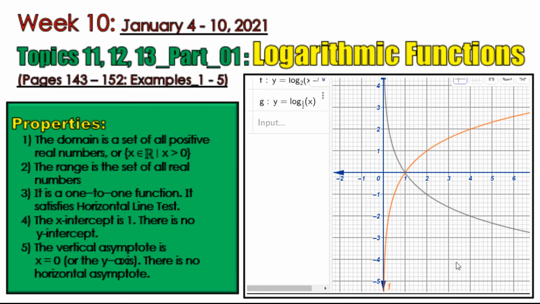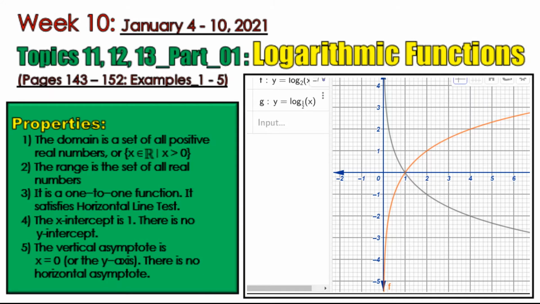For the properties of these logarithmic functions, the first one is the domain is a set of all positive real numbers, or we can also write this as a set of x element of R such that x is greater than 0. If you look at the two graphs, these graphs do not intersect your y-axis. So the values of your x are always positive. There is no possibility that your x is 0 or negative numbers.